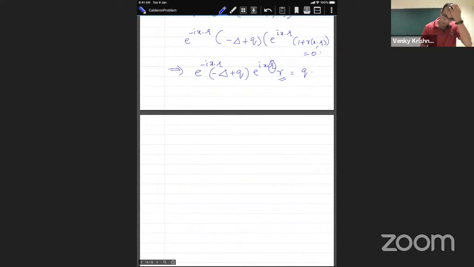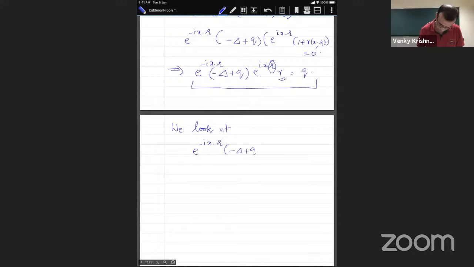So what we want to do is show the existence of this R with good control at infinity in the L2 sense. Now the way we do this is motivated by this particular equation. We look at e to the minus i x dot zeta of minus Laplace plus Q of e to the i x dot zeta. Let's call this R. This is equal to F, where this F is in L2.